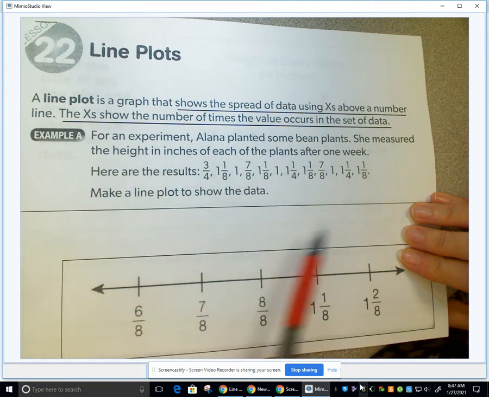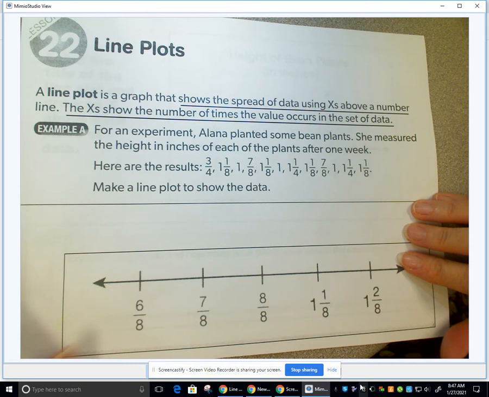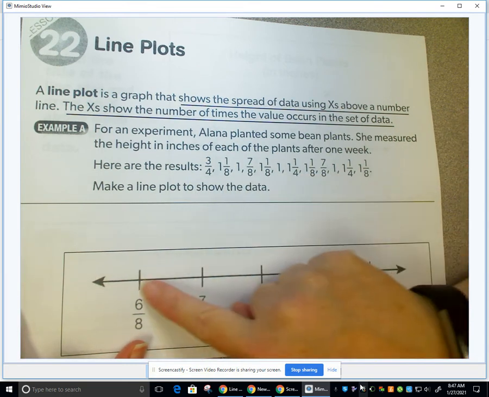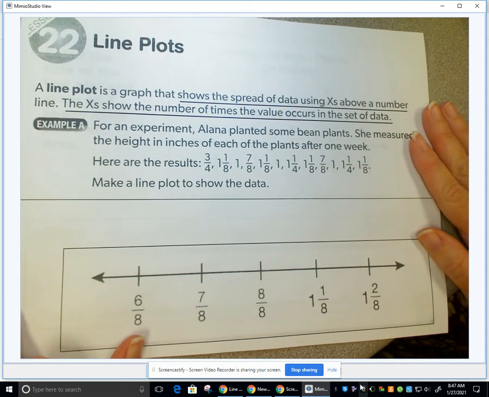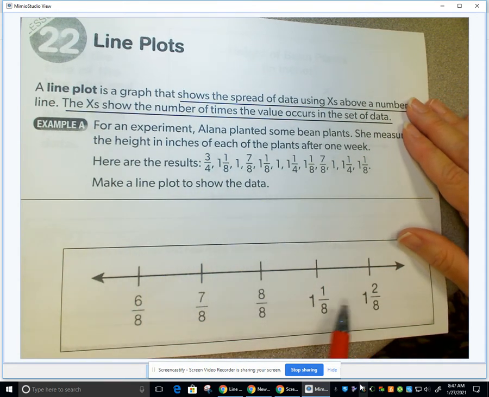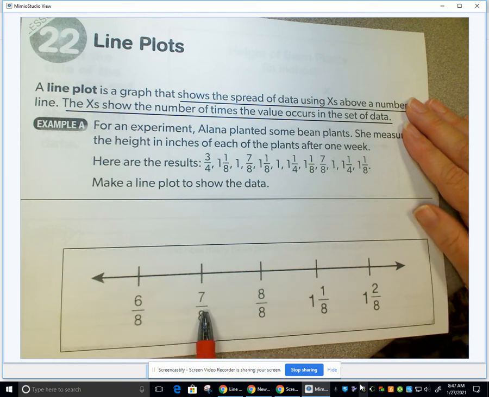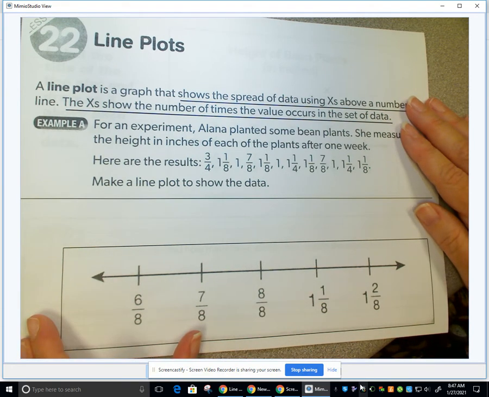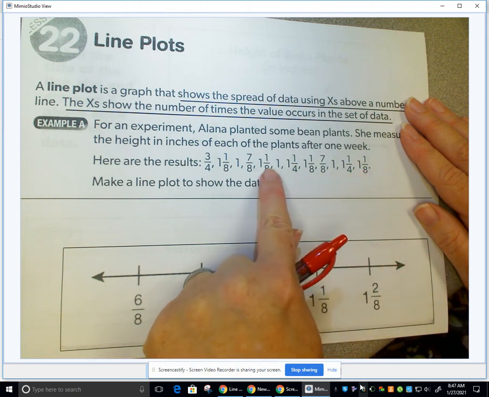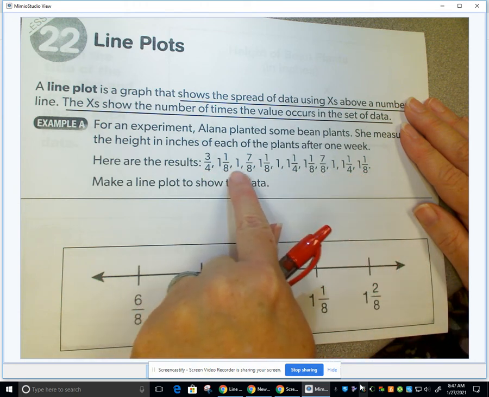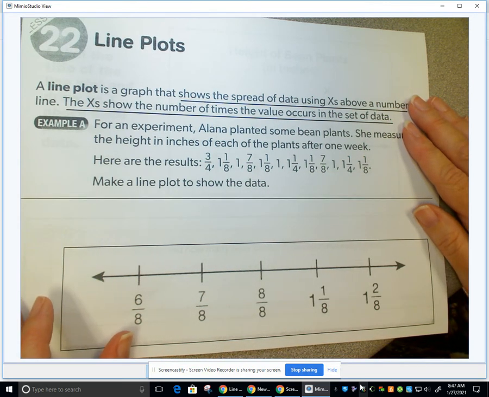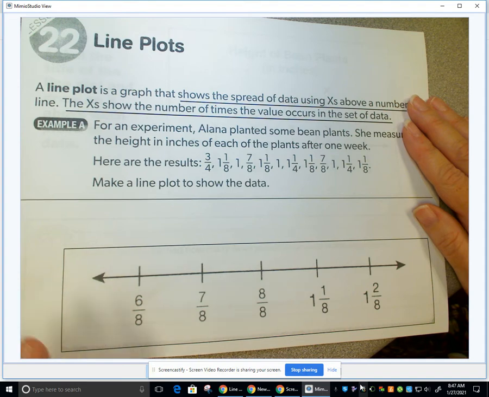Now, let's look at this example and watch me plot the data points on this line. Now, you'll notice they chose to use eighths down here on the number line. Probably the reason they did is if you look at the data, most of the fractions have a denominator of 8. If it doesn't have a denominator of 8, then you need to rename that fraction.